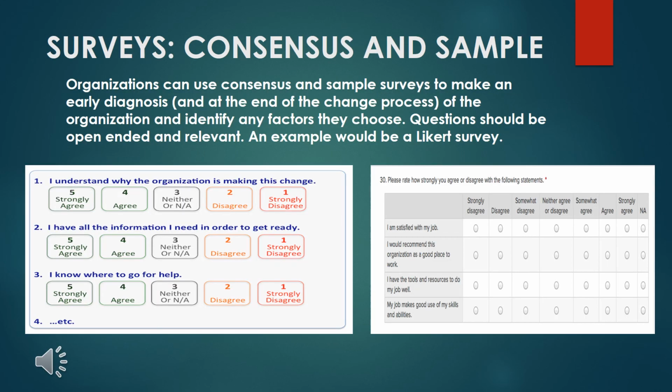Now, this was a very important part during Chapter 5's reading regarding surveys, consensus and sample surveys. Organizations can use consensus and sample surveys to make an early diagnosis and at the end of the change process of the organization and identify any factors they choose. Questions should be open-ended and relevant. An example would be a Likert survey. So you can implement the survey before and or after the change process.